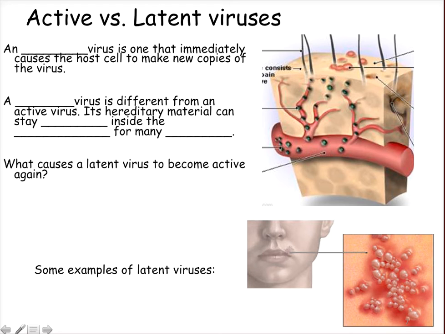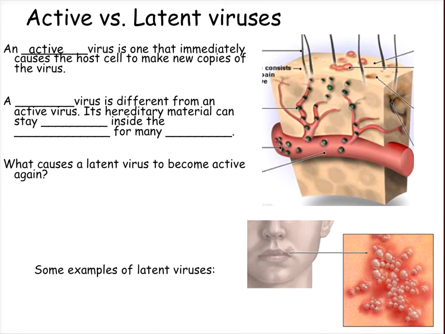Okay, so before we end our brief study of viruses, let's discuss 2 ways viruses can act once they infect host cells. First, a virus can be an active virus, which is one that immediately starts to cause the host cell to make new copies of the virus.